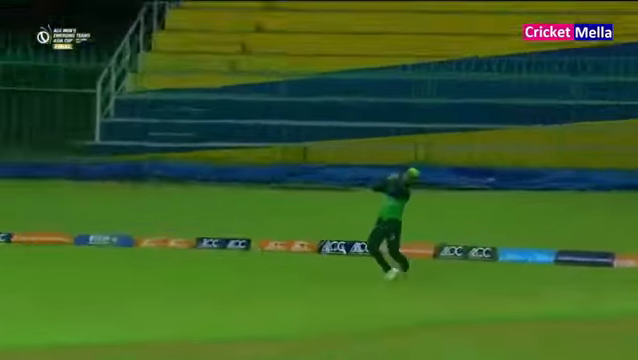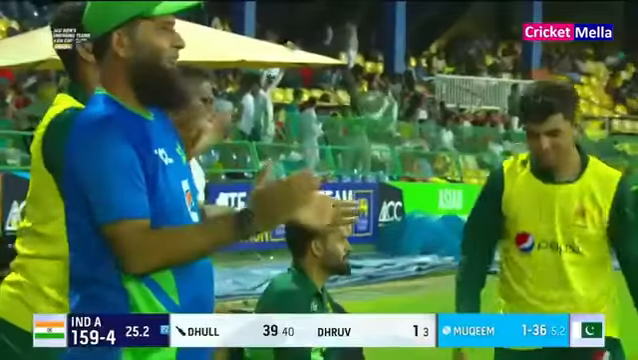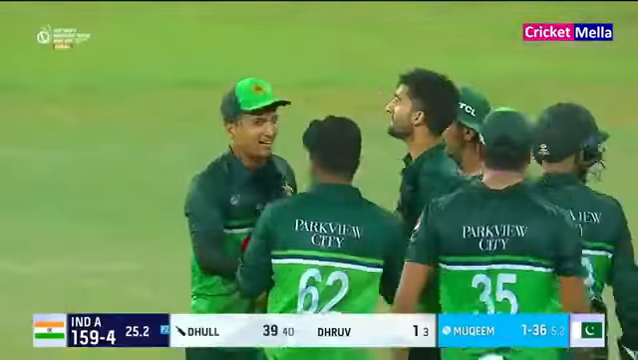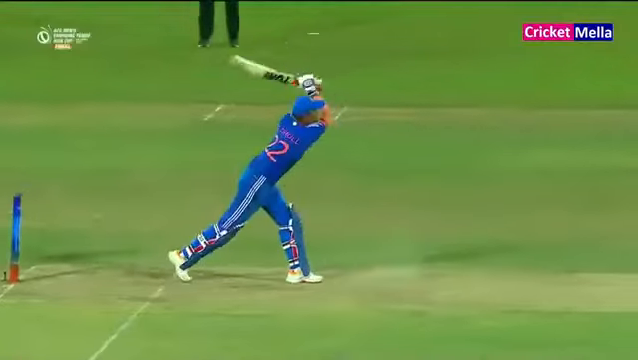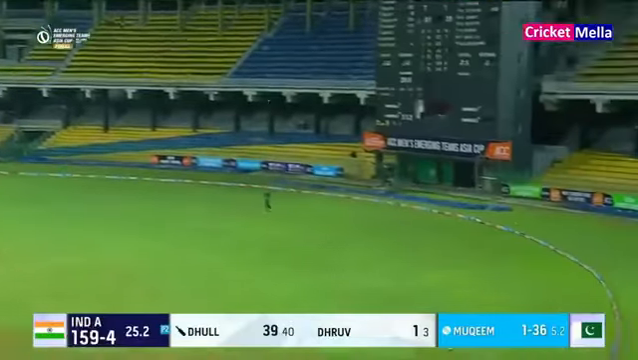Hit in the air, there is a boundary rider. And that is a big wicket. That is a big wicket for Pakistan A, because it is the wicket of the India A captain Yash Dhull.